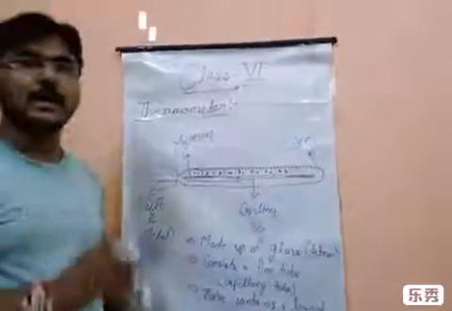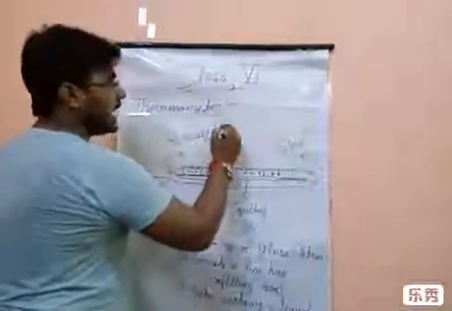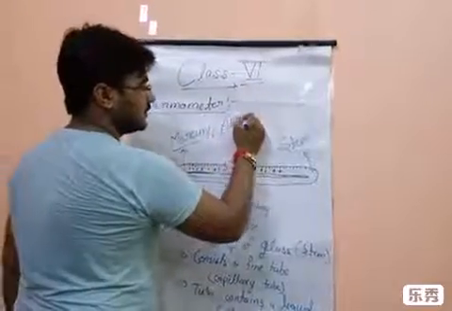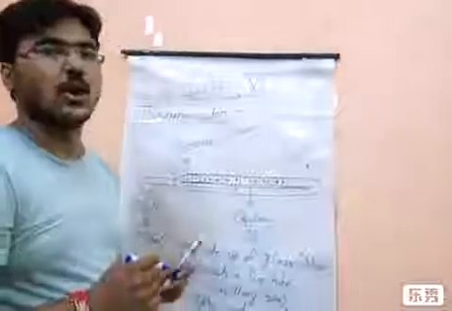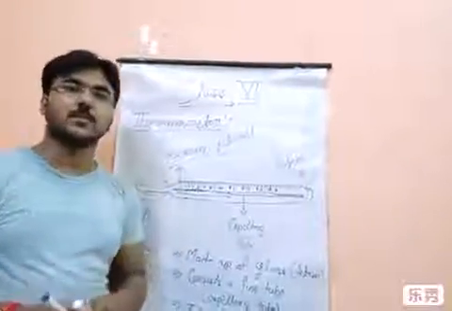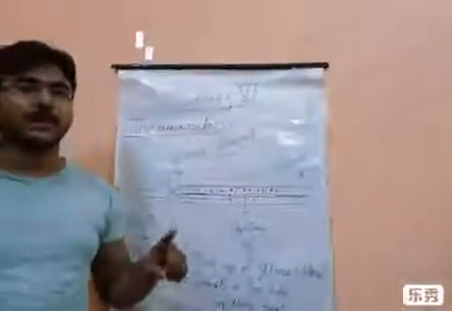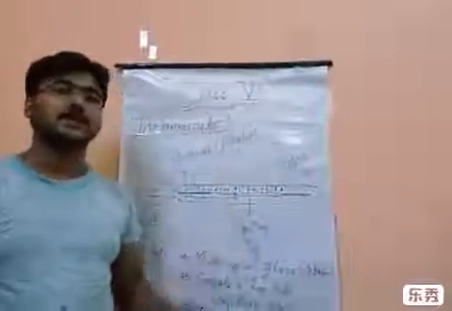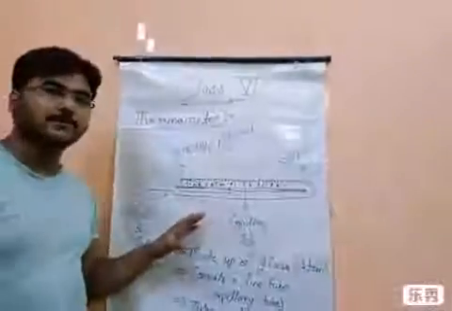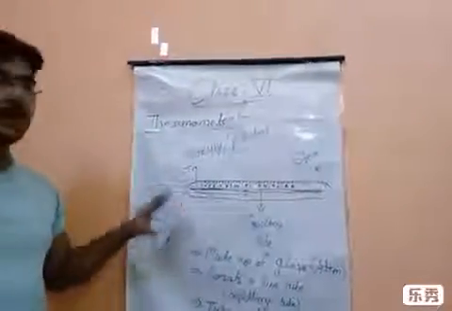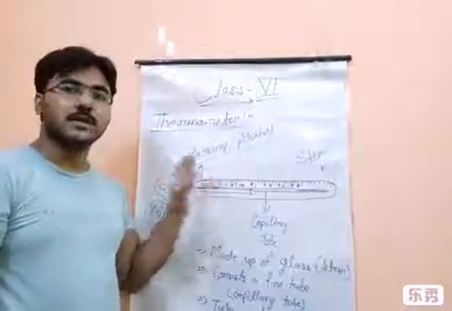One more important point: in place of mercury, sometimes alcohol is used for measuring temperature, because alcohol also expands easily. The first one is mercury and the second is alcohol. So this is the structure of a thermometer, its functioning, how it works, and what the parts of the thermometer are. I think this point is clear to you.